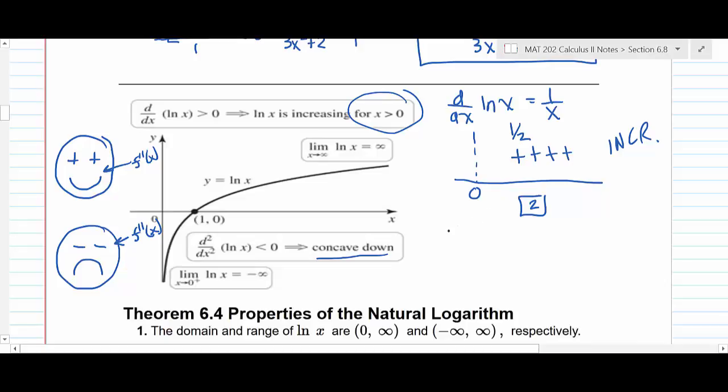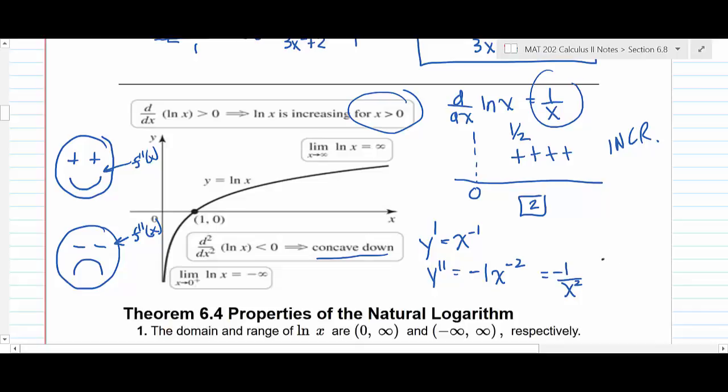So what you do on concavity is, okay, your first derivative is x to the negative 1. That's really what y prime is. I'm going to write it that way. So the second derivative would be negative 1 x to the negative 2. So that would be equal to negative 1 over x squared. So that right there is your second derivative.